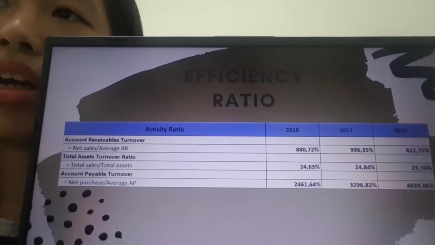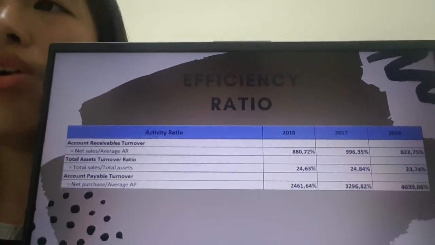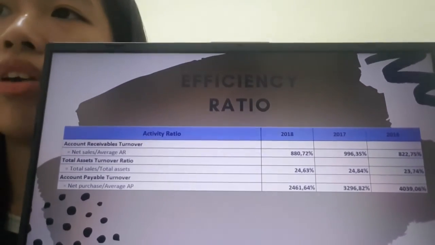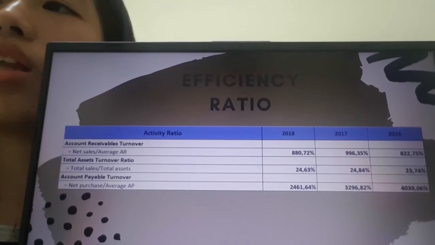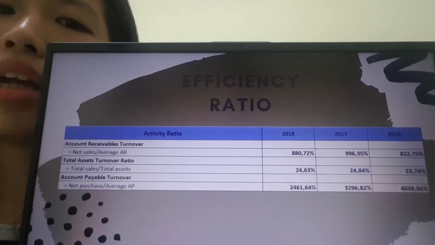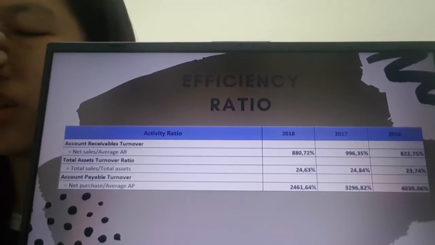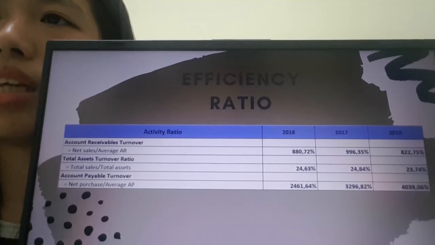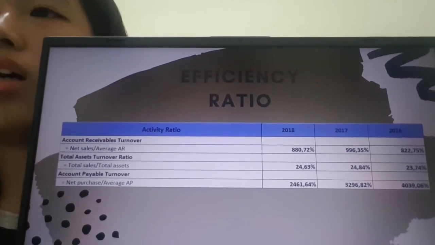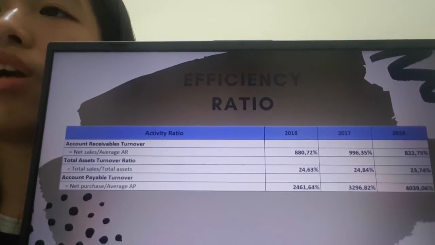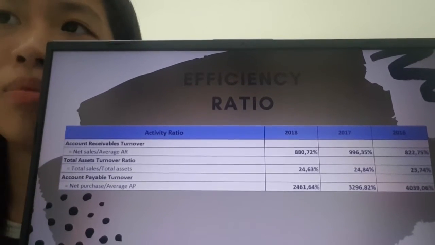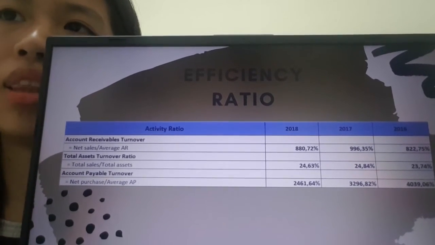Then we calculate the total assets turnover ratio. We get it by dividing total sales by total assets, and we get the percentage of 23% for 2016, 24.84% for 2017, and 24.63% for 2018. So, like the account receivables turnover, it is increasing from 2016 to 2017, then decreasing from 2017 to 2018.